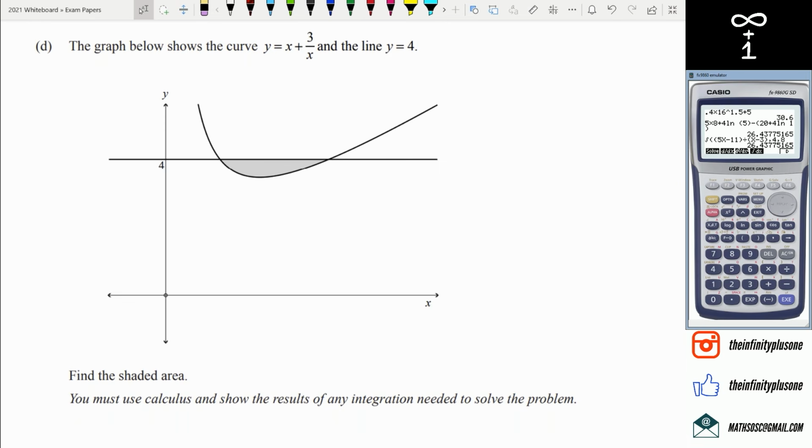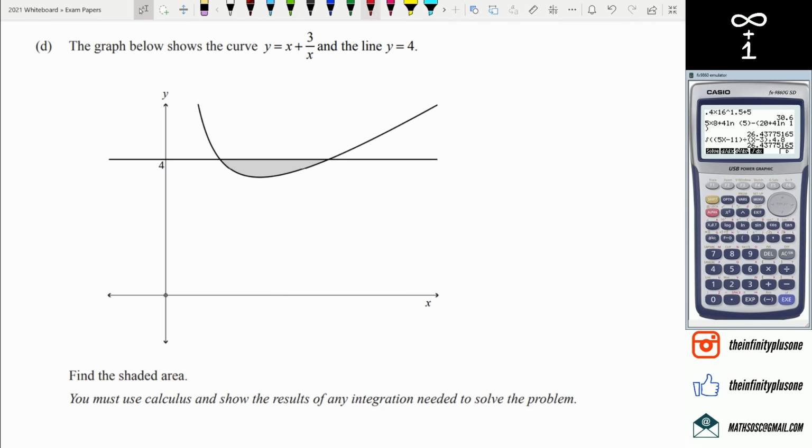Okay, so for question D, we've got two graphs and we're trying to find the shaded region. And if you have been watching some of my tutorials, or even if you've done this, it's pretty normal to go the top function minus the bottom function to get the area between the two curves.